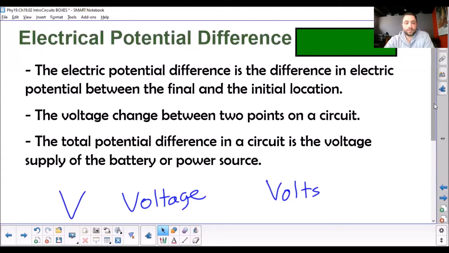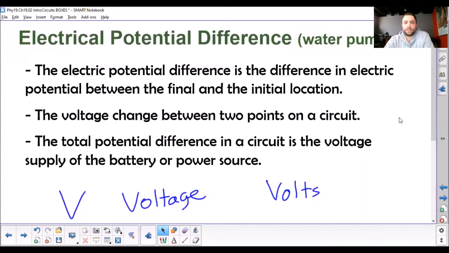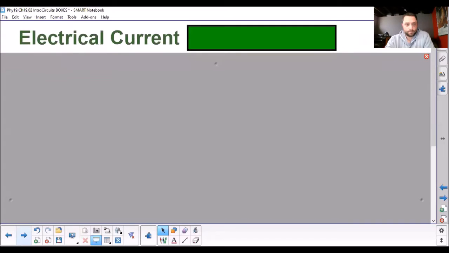The symbol is V for voltage. We measure that in volts. I like to use the analogy of water because it helps make the connection make sense in your head. If you think of the voltage source as the water pump, it's what's pumping out the water into the circuit. It's what's applying all of the current. All the electrons are being pumped out. So that's your potential difference, that's your source, and we measure the potential difference as voltage.